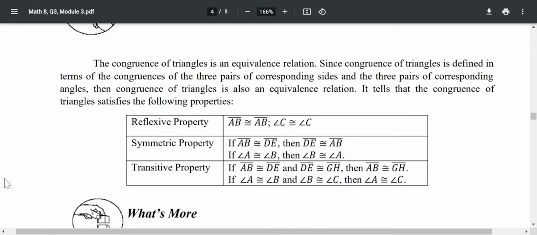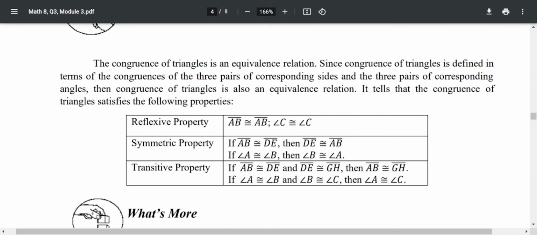And then we have symmetric property. So kung symmetric, murag binali. So if side AB is congruent to side DE, then side DE is congruent to side AB. Diba, mura siya gibali. Kung congruent si AB to DE, so therefore, congruent pod si DE to AB. Same with angle. If angle A is congruent to angle B, then angle B is congruent to angle A. So that's symmetric property.